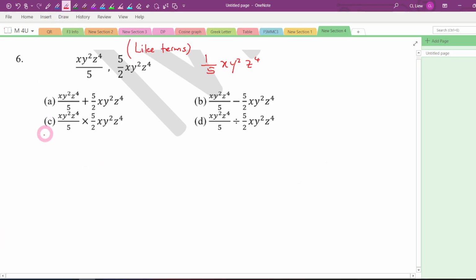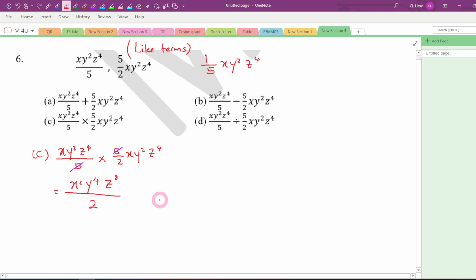Now let's go to multiplication and division. x y squared z power 4 over 5 times 5 over 2 x y squared z power 4. Now, for multiplication, we can simplify this way, right? x times x is x squared. y squared times y squared, y power 4. z power 4 times z power 4, z power 8. Okay, and then we have 2 here. This is the answer for part C.